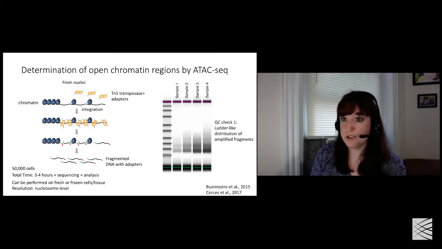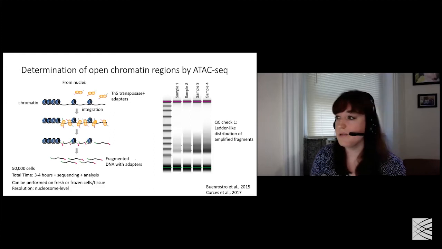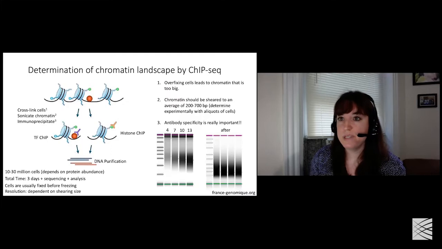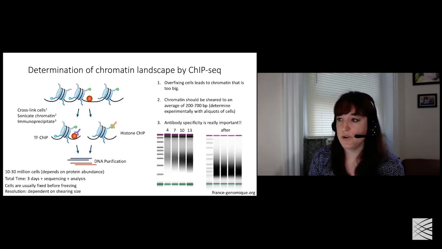So I'm going to switch gears just a little bit and talk about how we prep our chromatin for ChIP-seq, and then I'm going to talk about processing the data a little bit later in the talk. ChIP-seq is a little bit different than ATAC-seq in that here you cross-link your cells before you generate nuclei and isolate your chromatin. The purpose of cross-linking is that you want to cross-link your protein of interest to the DNA in which it's bound, right? Because you're going to then isolate this protein and the DNA that's bound with it.